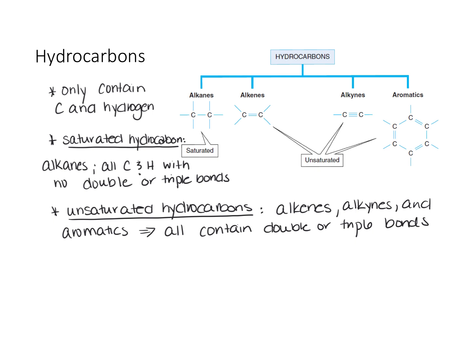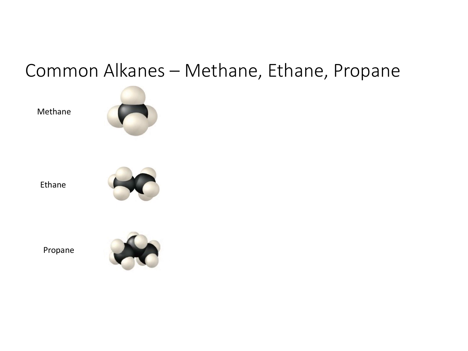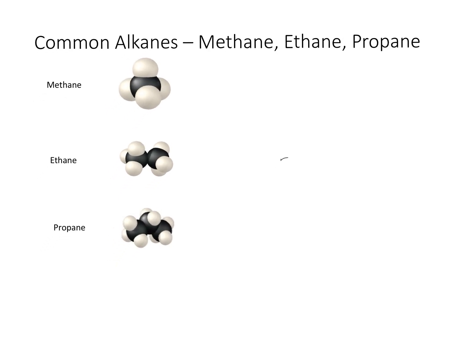So to understand the chemical properties of the more complex biomolecules, it's really useful to have some understanding of the structure and physical properties and chemical behavior of hydrocarbons. And so that's why we're looking at them. So we are going to start by looking at alkanes. And we are going to look at common alkanes that are small.